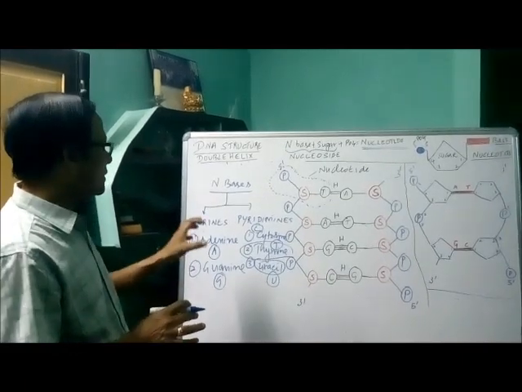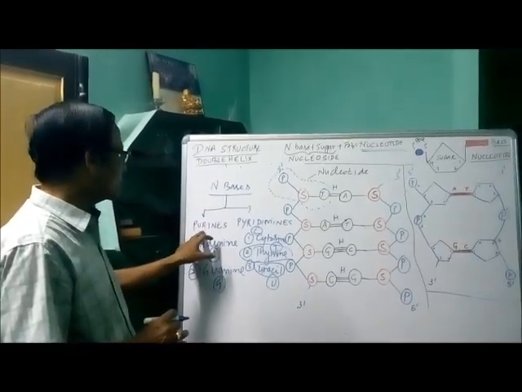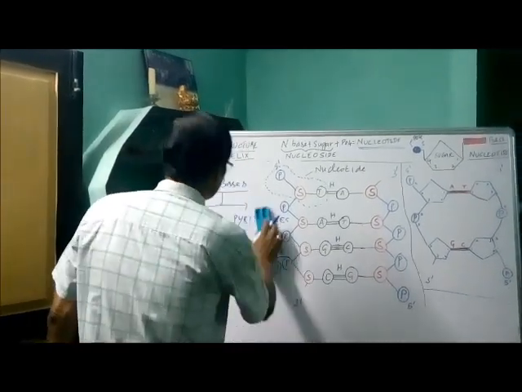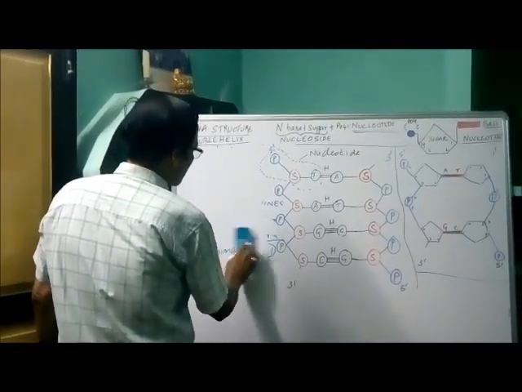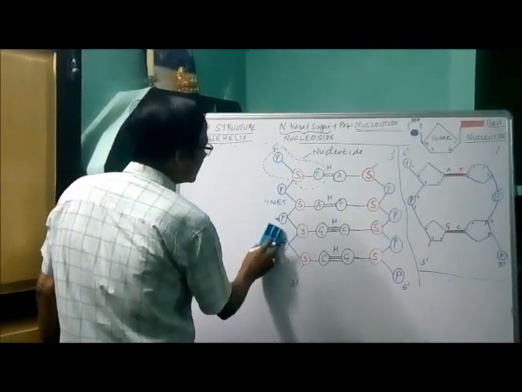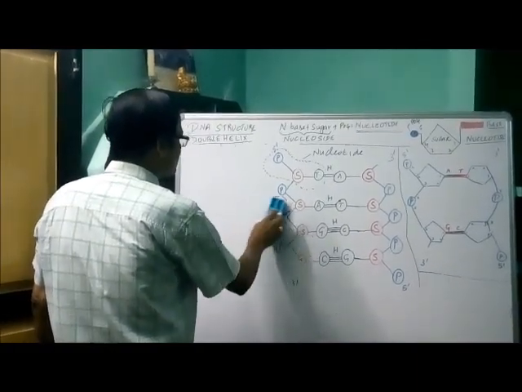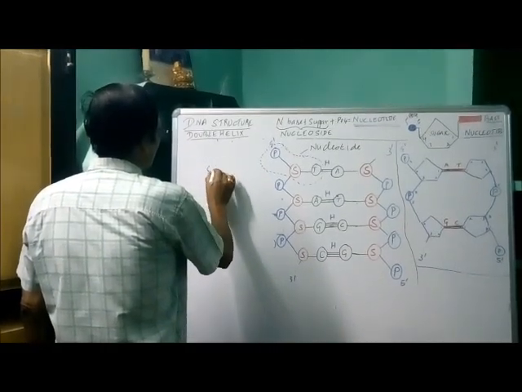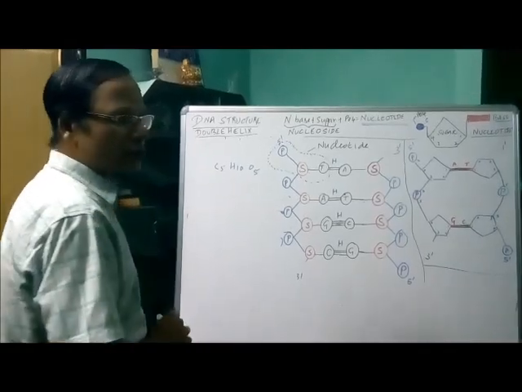So, this is about the nitrogen bases. These five types of nitrogen bases are grouped into two headings, namely purines and pyrimidines. Then, what about the sugar? The next one is the sugar. It is a pentose sugar having 5 carbons in it, a 5 carbon compound, C5H10O5. This is a pentose sugar.